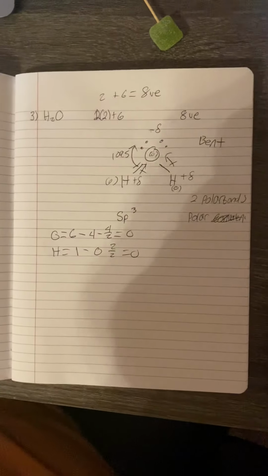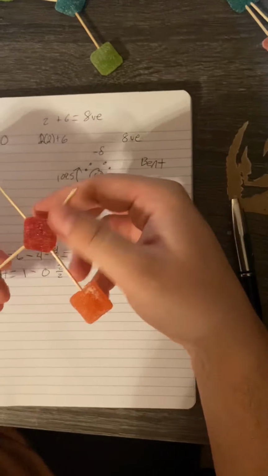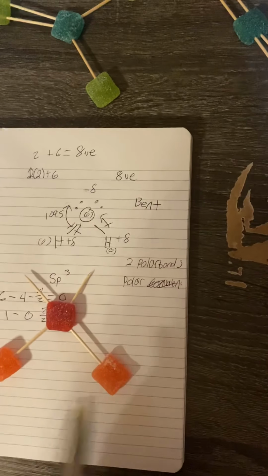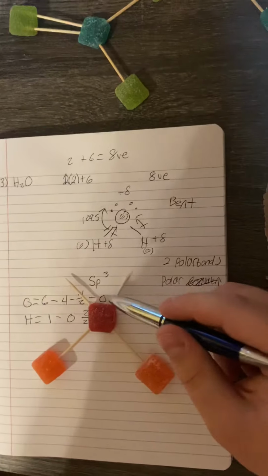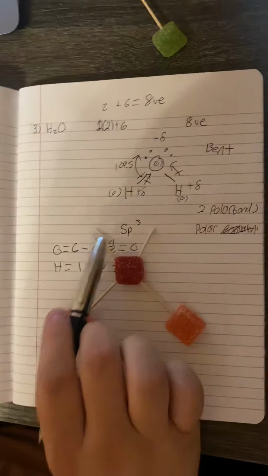And then our diagram that we made for this one looks like this. We have the red starburst as oxygen, and then the pink one is going to be hydrogen. And then to represent our lone pairs, I just used toothpicks with nothing attached, just sticking out right here. So we have 1 lone pair on this side, 1 lone pair on this side.